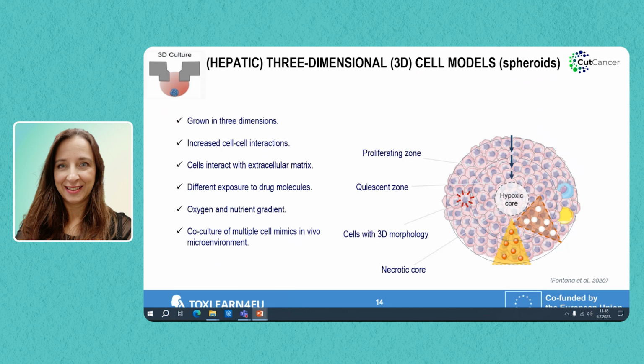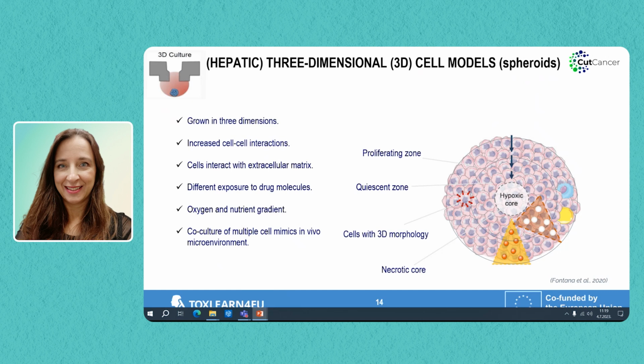Also, in such a spheroid, we have different zones. For example, we have proliferating zones where the cells do proliferate. Then we have a quiescent zone where the cells stop proliferating; they are just there, waiting for activity. And in the middle, we have a hypoxic core because of the conditions I mentioned before: a high gradient of CO2 and waste products. In genetic toxicology, we actually don't want this hypoxic core when we use the model for testing chemicals, because a hypoxic core means necrotic cells, so bad cells.